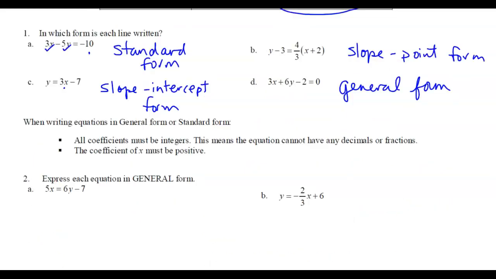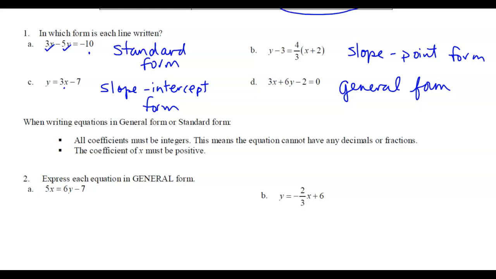Okay? So just a reminder of what I just told you. When writing equations in general form or standard form, all the coefficients must be integers. Okay, so no decimals or fractions. And the coefficient of x must be positive. Okay, so you've got to remember that.